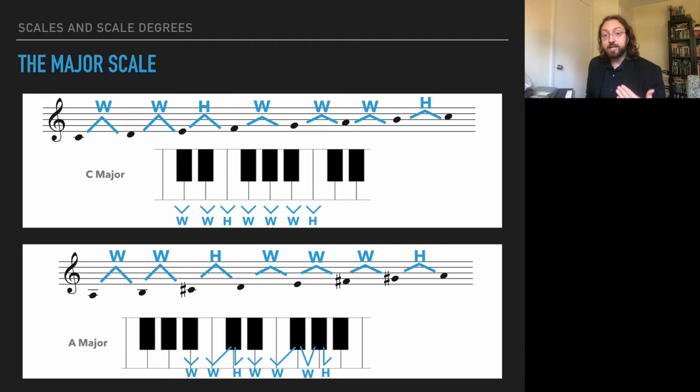Now, as you can hear, if you are familiar with common practice era music, you are probably expecting certain notes to follow. If I played this A major scale and stopped on that G sharp, you're probably wanting to hear it resolve to that A. So if I resolve to somewhere else, you'd probably be surprised or excited or maybe annoyed, depending on how you deal with unexpected sounds.